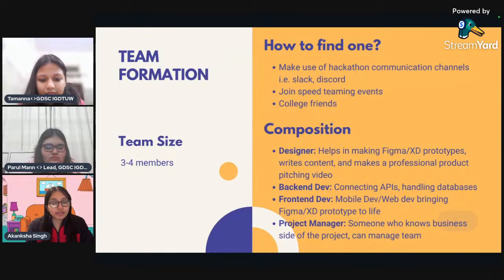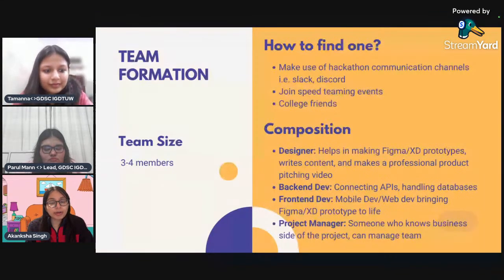Then you should have some developers. So you can have some full stack developers, or you can have a back end dev and a front end dev. And yeah, you can also have a project manager or somebody who has some business knowledge or can do the business side of the work.